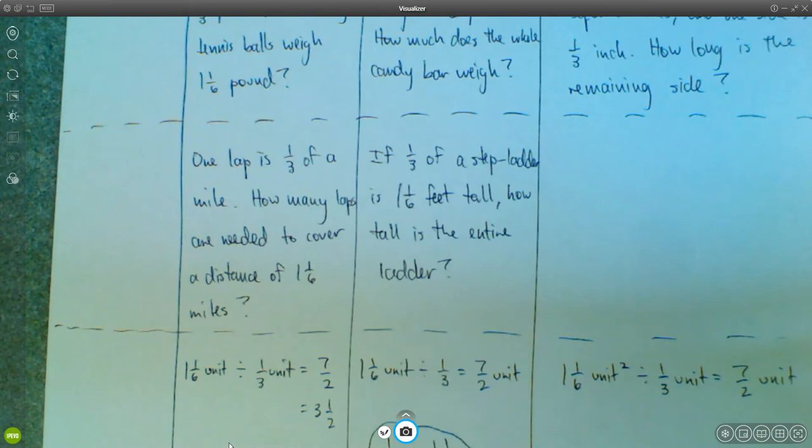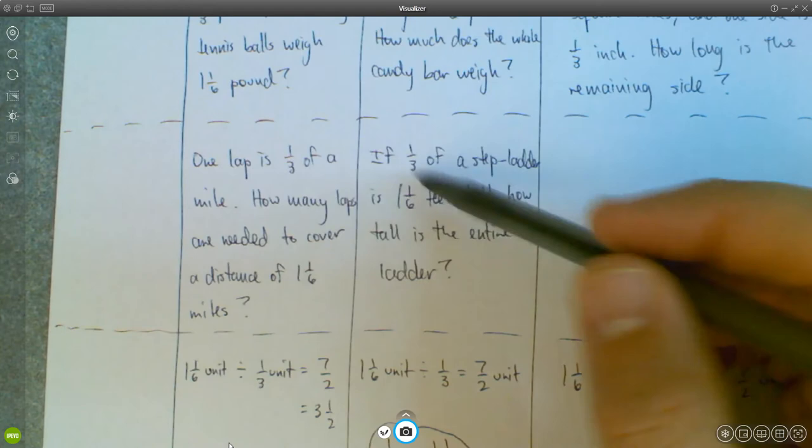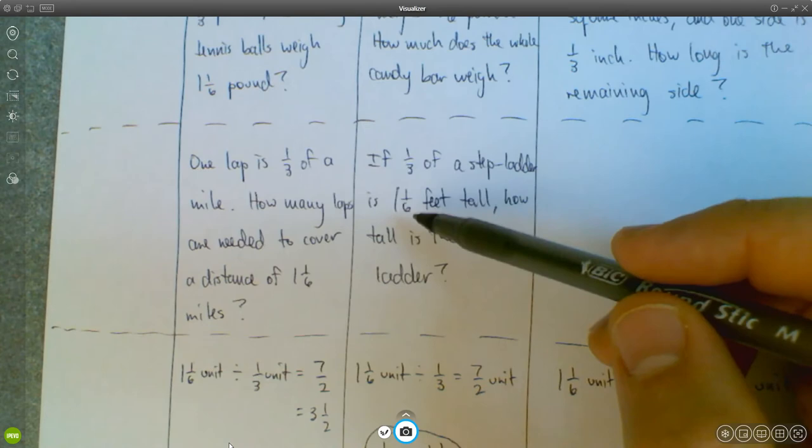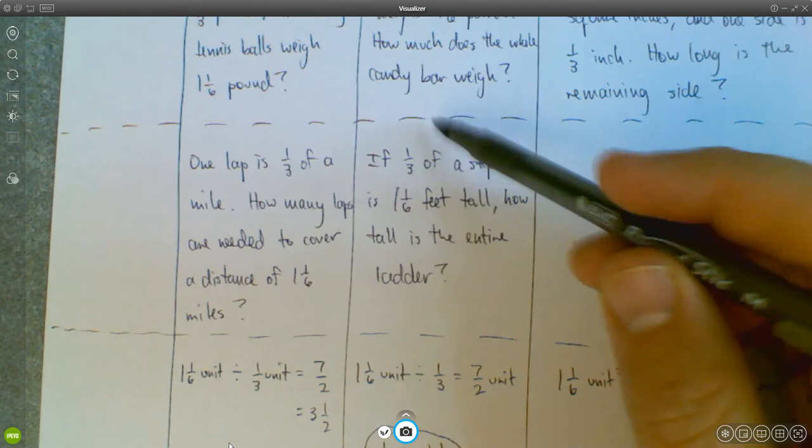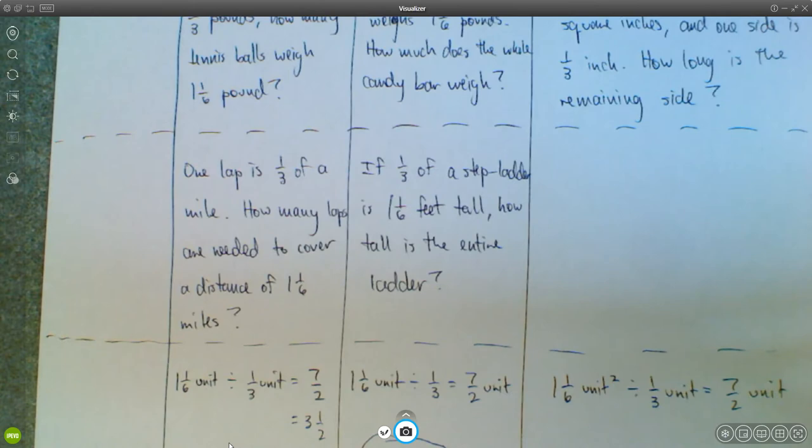how tall is the entire ladder? So 1/3 of the stepladder is 1 1/6 feet tall. How tall is the entire ladder? Well, that's pretty obvious, right? 1/3 of it is 1 1/6 feet tall. So if I want the full ladder, then I need to do 1 1/6 plus 1 1/6 plus 1 1/6, right? And you're going to get 3 3/6, or in other words, 3.5.